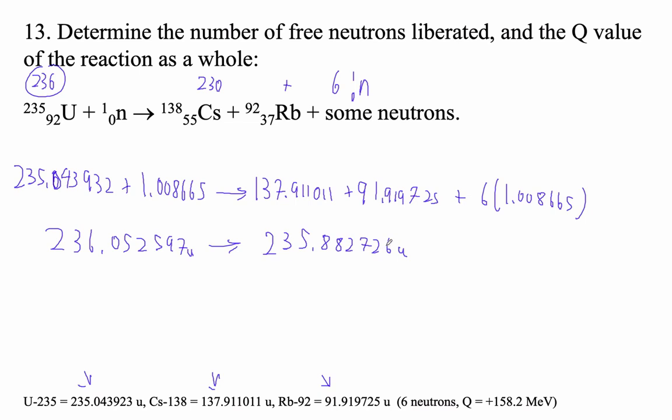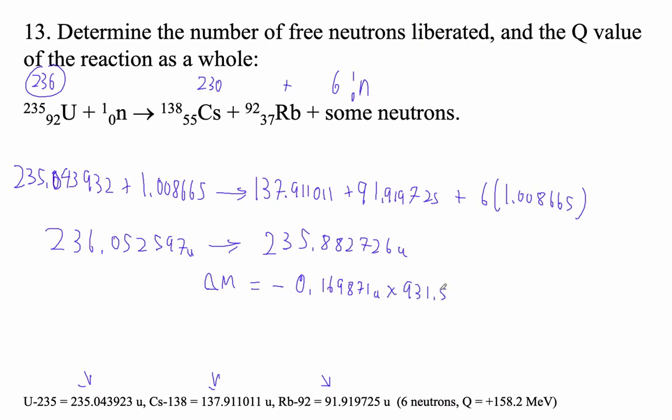So the change in mass is that the mass decreases by 0.169871 U. Now you have to say, well, where did that mass go? Where did it go? Okay, it turned into energy, right? So the energy released, we're going to multiply by 931.5.